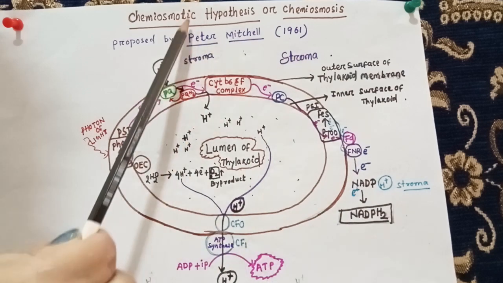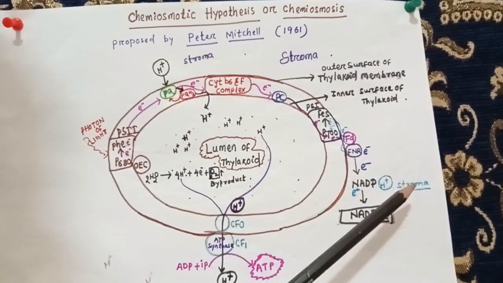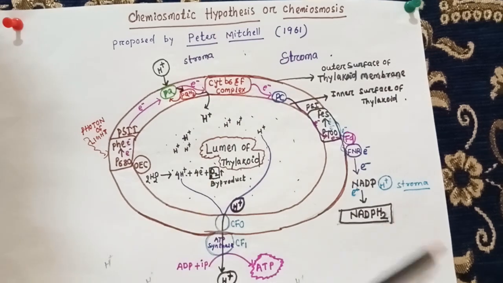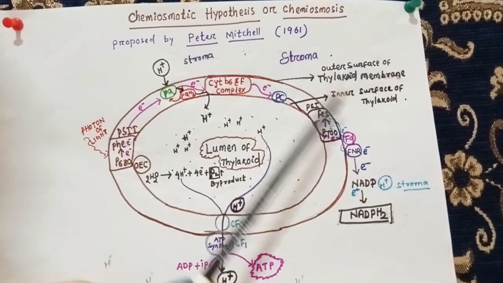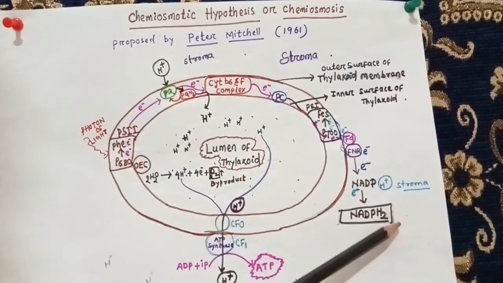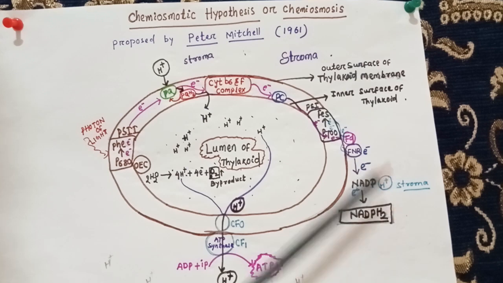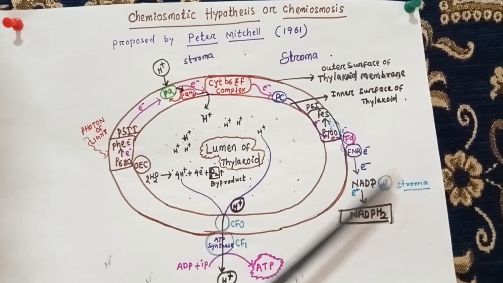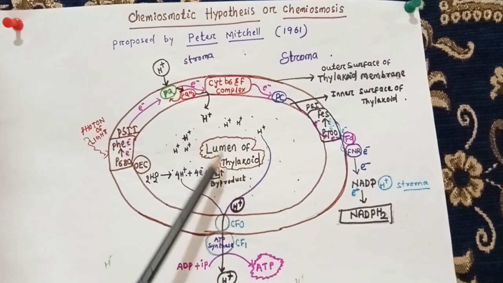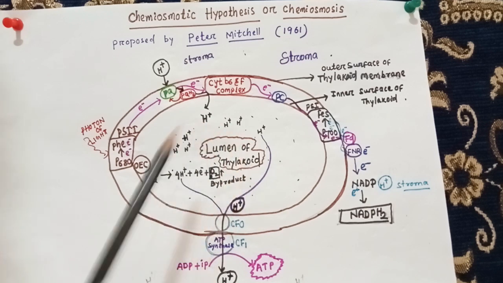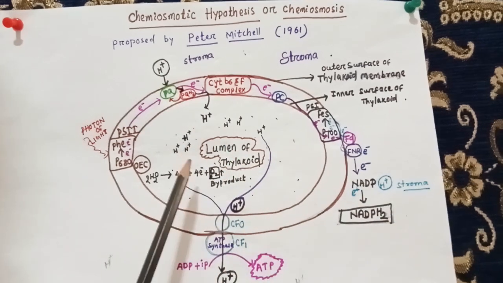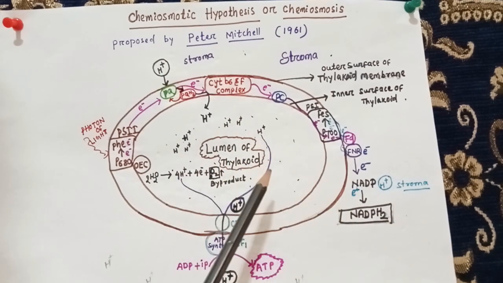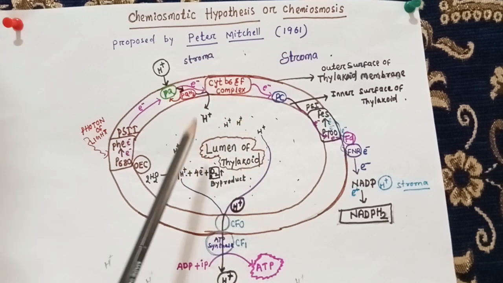these two reasons lead to a decrease in the concentration of protons in the stroma of the chloroplast. Here the increase in the concentration of protons, here the decrease in the concentration of protons. Decrease in the concentration of protons in the stroma and increase in the concentration of protons in the lumen of the thylakoid. This difference of protons across the membrane can develop a proton gradient.